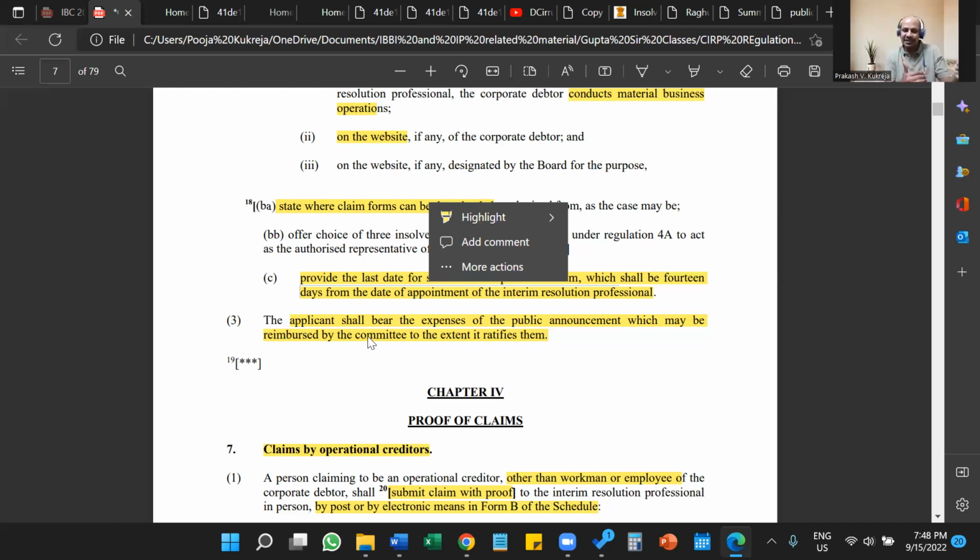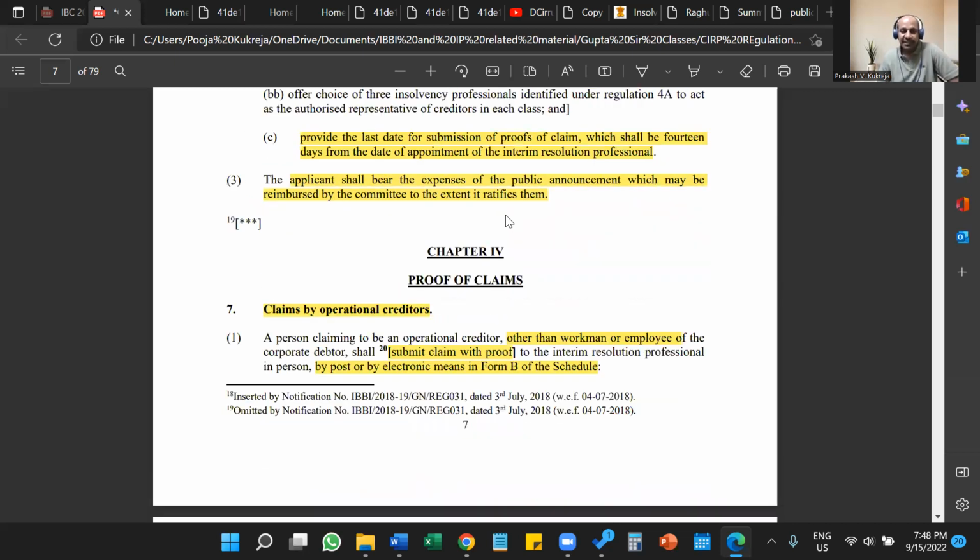Then he submits the entire account to the COC, right? COC ratifies, basically COC approves. So whether that expenses by IRP, if COC approves, that money goes back to the applicant. If it doesn't, then it will be applicant's expenses. So from exam point of view, always remember that all the public announcement and initial expenses will be borne by the applicant, and it will be ratified by the COC.